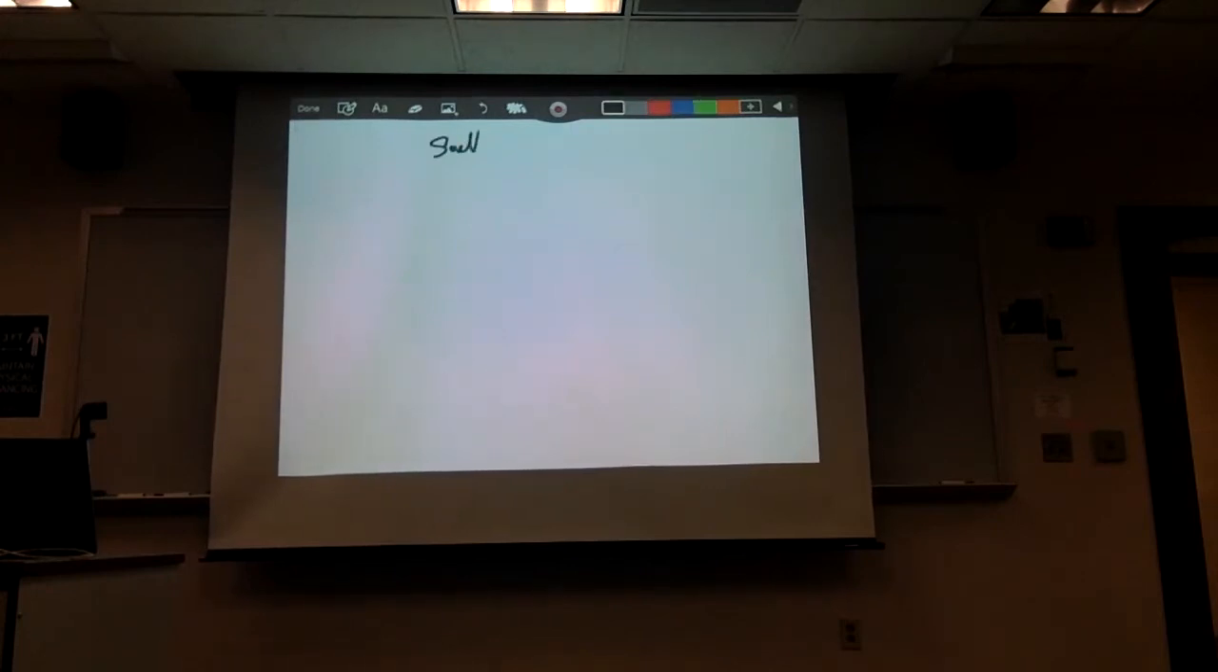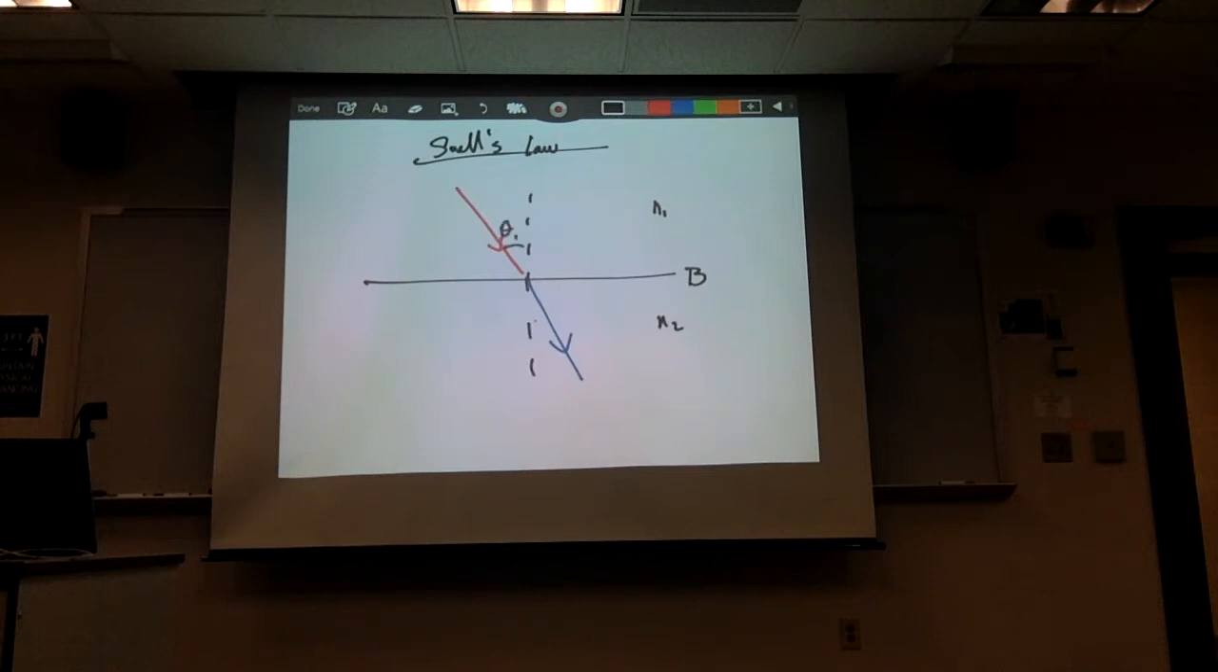So we already saw this in lab, but let's talk a little bit more. So Snell's Law. What Snell's Law says is, here's my boundary. This is N1, this is N2. Here's my incident ray. Here is my refracted ray. These are my normal lines. So this is theta 1, this is theta 2. What Snell's law says is that the index of refraction N1 times sine of theta 1 must be equal to N2 times sine of theta 2. So this is what's called Snell's law.